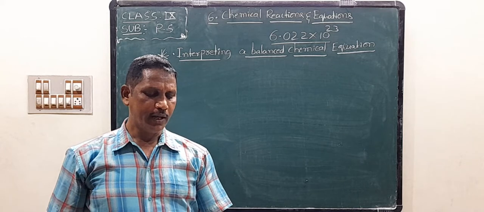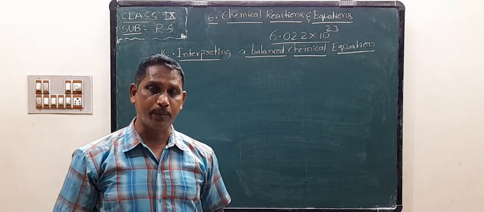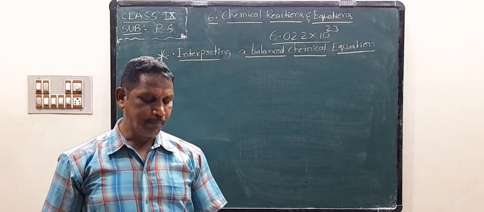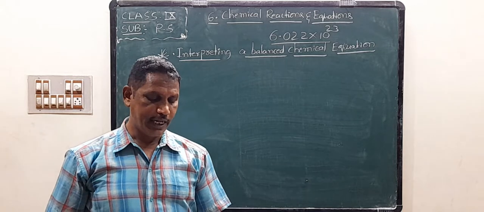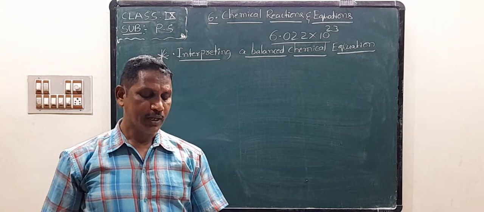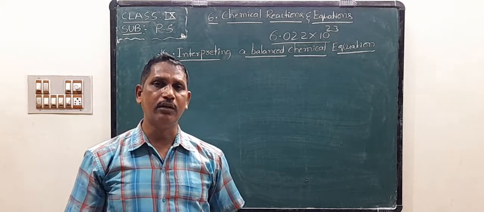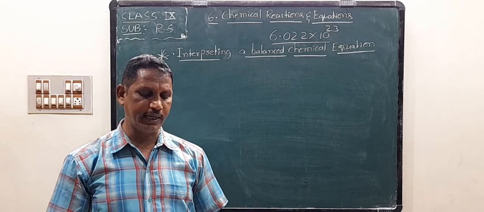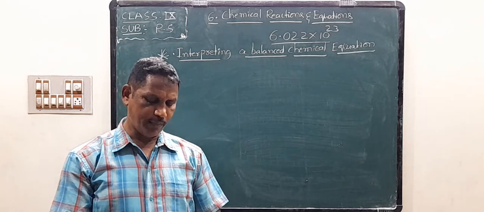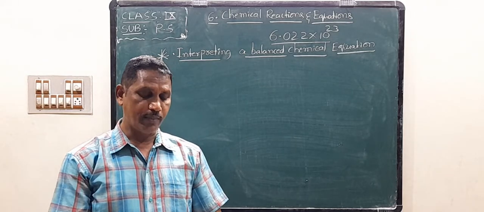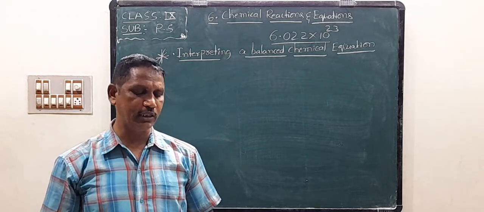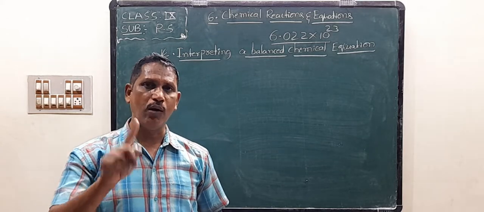Next, the chemical equation also gives information about the relative masses of reactants and products. From the equation we get the first one, mass relationship. Second one, mass volume relationship.